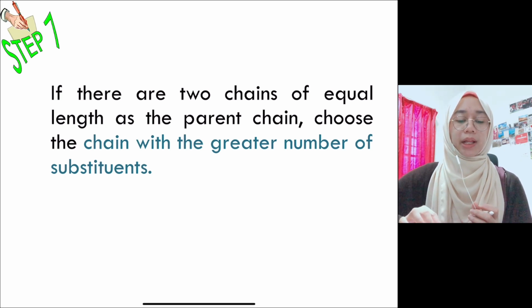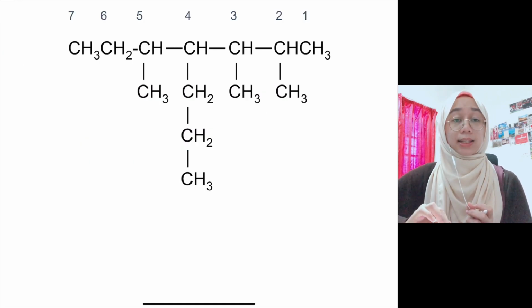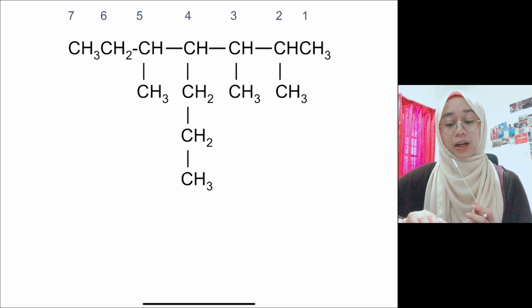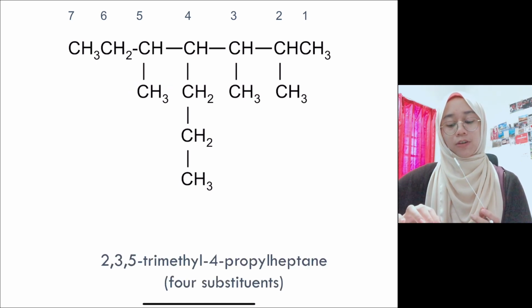And then step number 7, we have 2 chains of equal length as the parent chain. Choose the chain with the greater number of substituents. So for example, if you take the top one as the parent chain, you will have 1, 2, 3, 4 substituents. And the name will become 2,3,5-trimethyl-4-propylheptane.